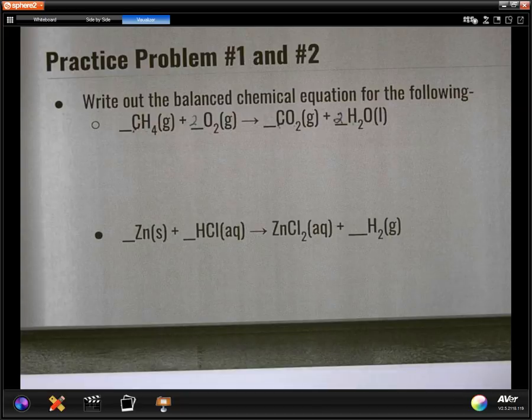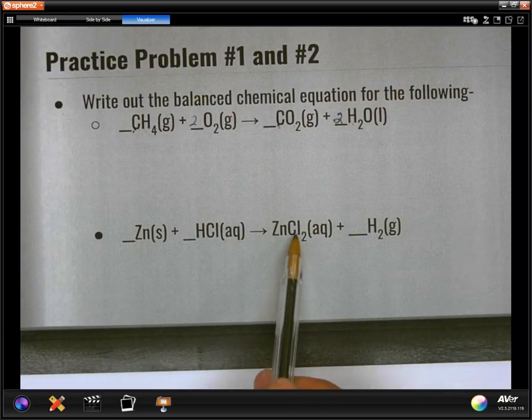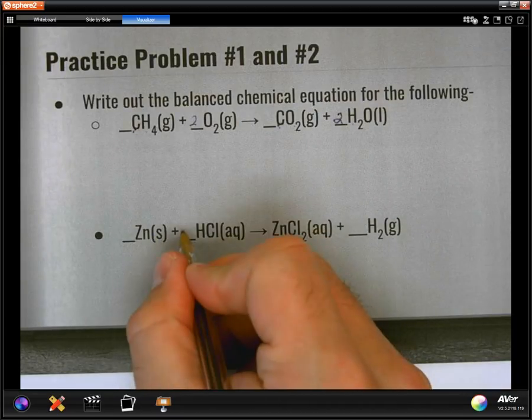All right, again, pick any element you want to start with. None of this really scares me, so I'm just going to start with zinc. Zinc, zinc, there's 1 and 1. I see there's 2 chlorines here, so now I got to jump back. I only have 1 chlorine, so I have to add a coefficient.